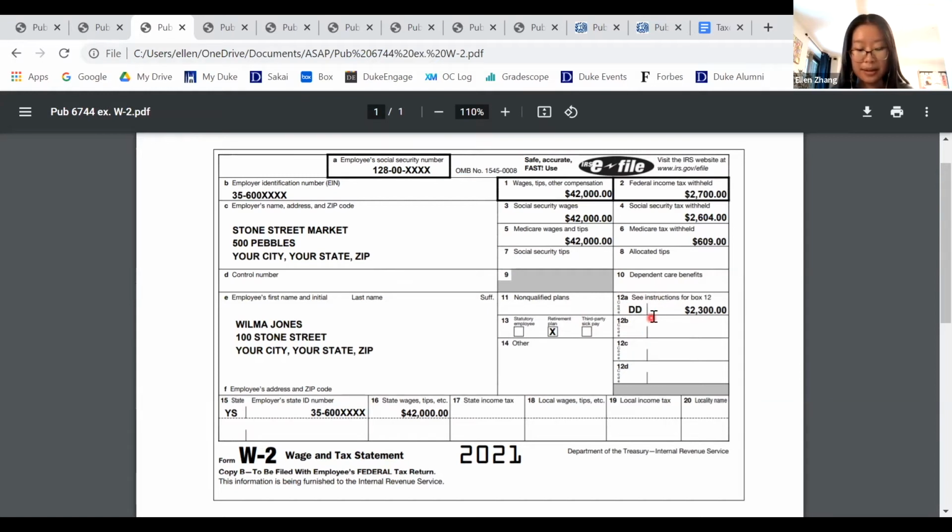So Wilma's employer sponsored a little bit of her health coverage, and that is not taxable. They sponsored exactly $2,300. There are a bunch of other codes. I've also linked a good resource if you want to see the list of codes on the resource stock. That's 12A, and 12A is usually directly tied with box 13.